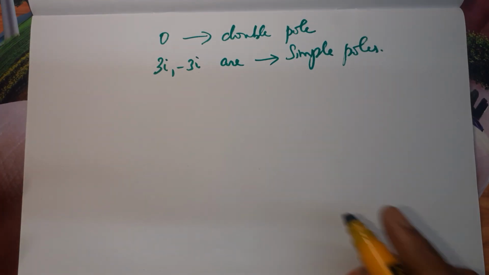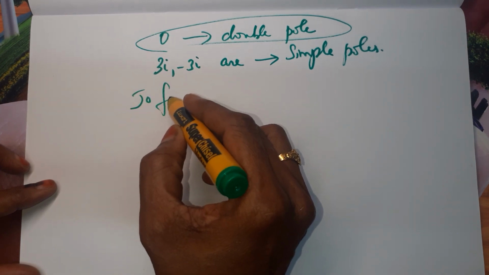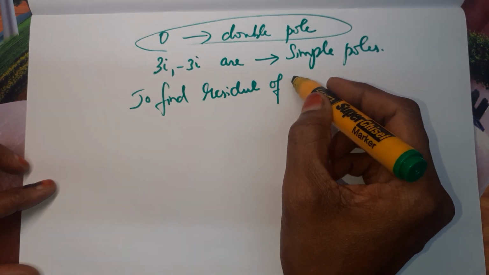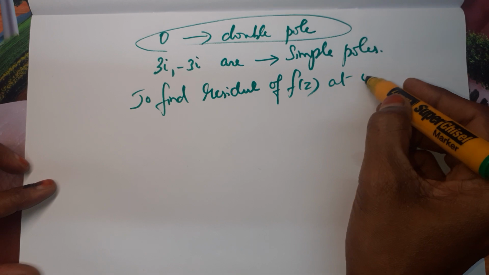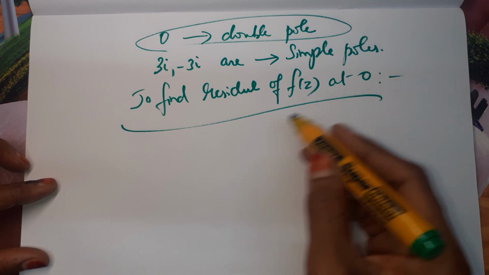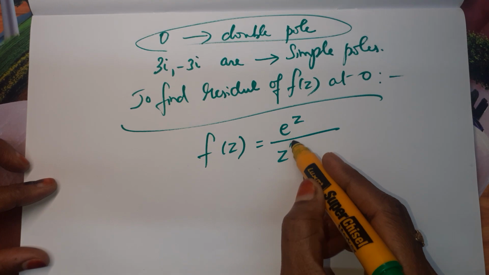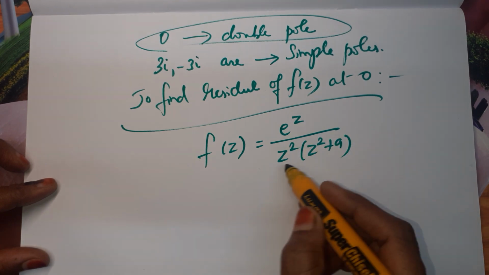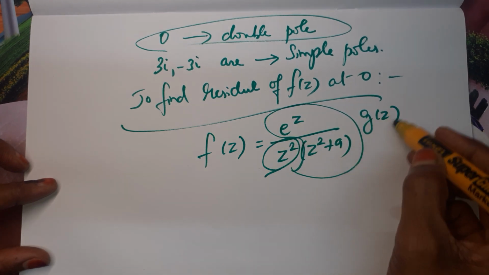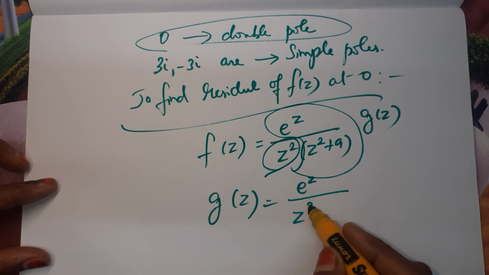Coming to the problem, 0 is a double pole, so first we are going to find the residue of f of z at the pole 0. Since 0 is a double pole, f of z is e^z / (z squared (z squared plus 9)). Leaving the z squared term alone in the denominator, take all the other terms as g of z. So g of z is e^z / (z squared plus 9).